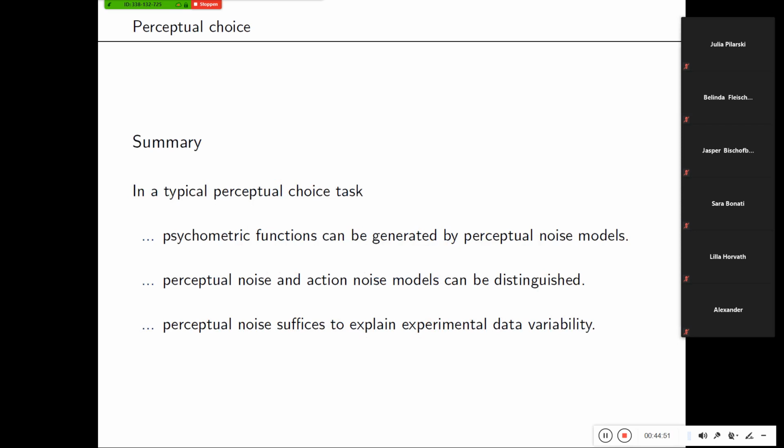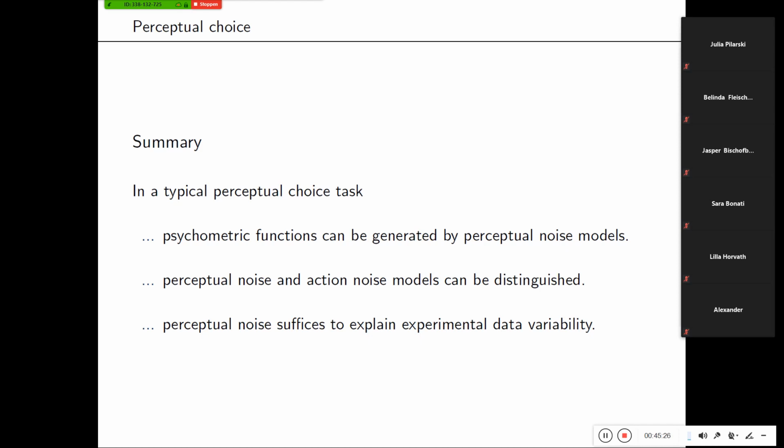So the summary of this application scenario is the following. In a typical perceptual choice task, psychometric functions, like they have been looked at forever in cognitive neuroscience, can be generated by these internal perceptual noise agent models. There are papers that have done something very close to this before. I know there is a Maneesh Sahani paper that is very similar, but it's quite surprising how few papers there are like that.